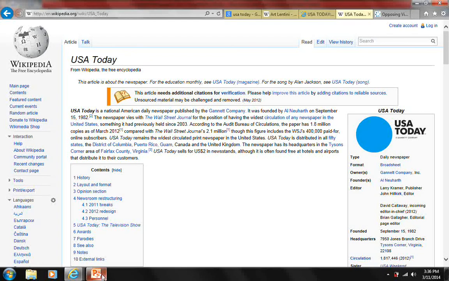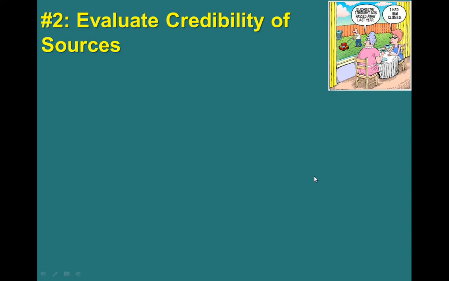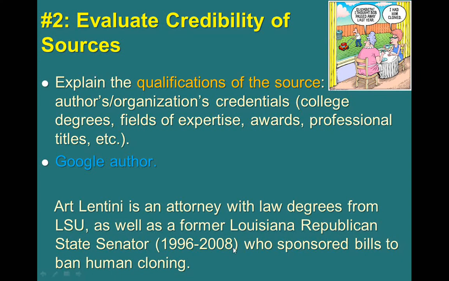So if we go back to our discussion of credibility, we can put this information together. We've looked up Art Lentini, and we can say something like this. Art Lentini is an attorney with law degrees from LSU, that's Louisiana State University, by the way, as well as a former Louisiana Republican state senator, and we've got the dates that he was the senator, who sponsored bills to ban human cloning. And so again, just like with our summary, the best thing to do is look up the author, read his bio, and then write from memory.